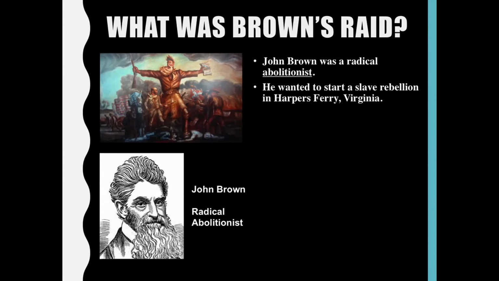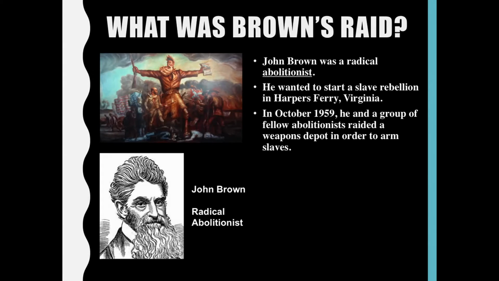He wanted to start a slave rebellion in Harper's Ferry, Virginia. He thought if he could help the slaves fight back, they would fight back against their masters and start a rebellion. So in October of 1959, which should actually be October of 1859, he and a group of fellow abolitionists raided a weapons depot in order to arm the slaves. He was going to steal guns from the federal government, give those guns to the slaves, and his hope was that the slaves would fight back against their masters.